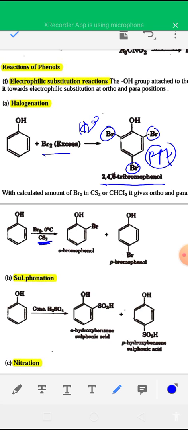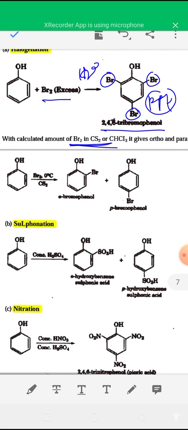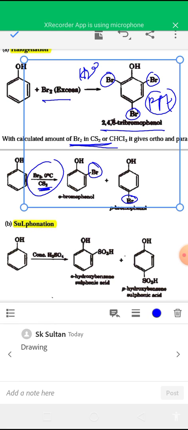Similarly, if bromine in carbon disulfide is treated with phenol, not in presence of water, then you will get only 2-bromophenol or 4-bromophenol, that is orthobromophenol and parabromophenol. You will not get 2,4,6-tribromophenol if you react bromine in carbon disulfide with phenol. But when phenol is treated with bromine water, then you will get 2,4,6-tribromophenol. Very important reaction, you have to remember the reaction condition in both cases.